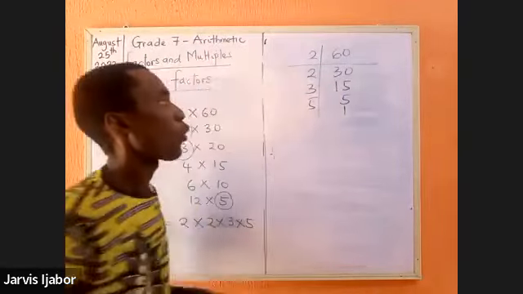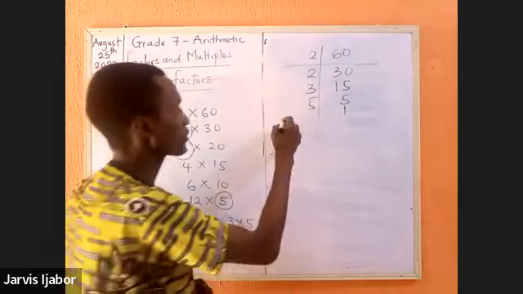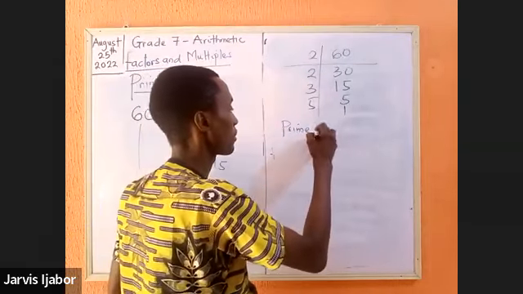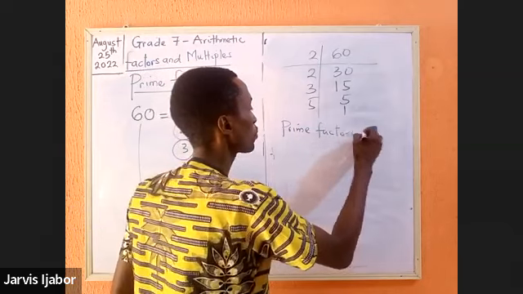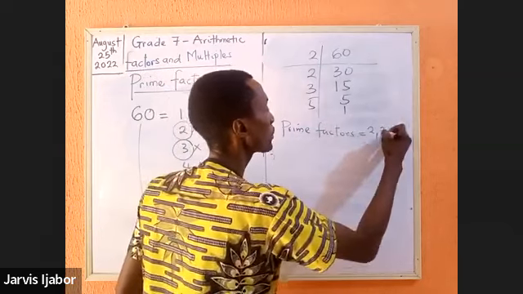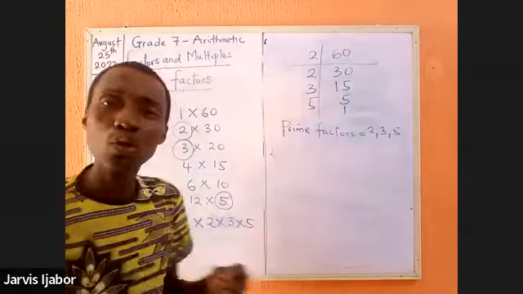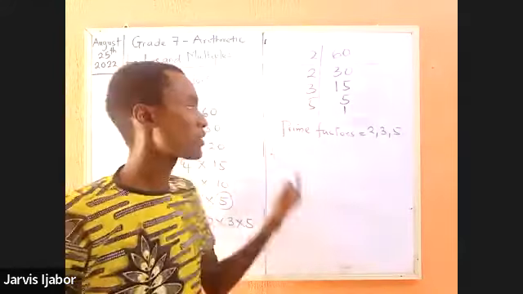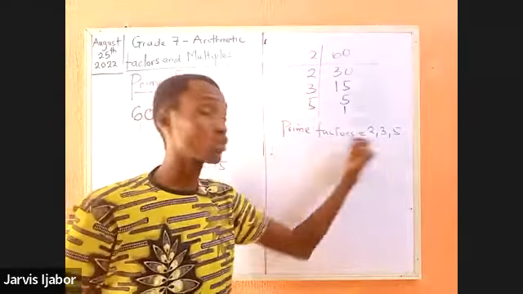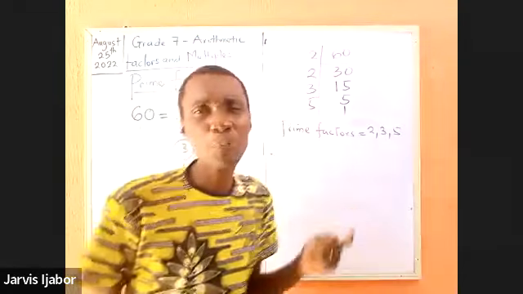So what are the prime factors? The prime factors here will simply be 2, 3, and 5. We don't write a particular number twice if we are getting at the prime factors. So the prime factors will be this. But there is a build-up on that.